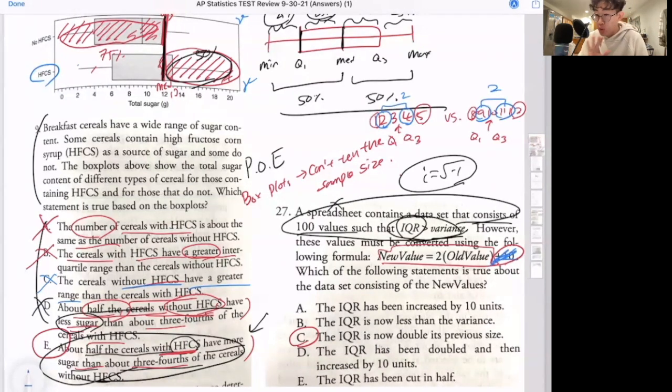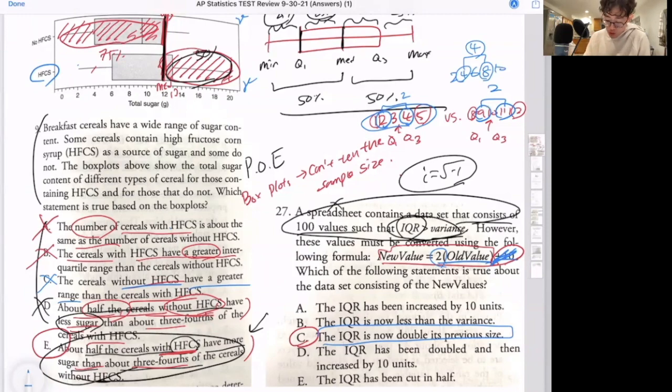You don't even need to consider it. So to sum up, when you multiply a number to the old value, that actually impacts the IQR. You can also check that yourself. 1, 2, 3, 4, 5 versus 2, 4, 6, 8, 10. Your interquartile range has now changed into a 4. So it's now increased. So the IQR is now doubled its previous size. That's the only way that you're going to change the IQR.